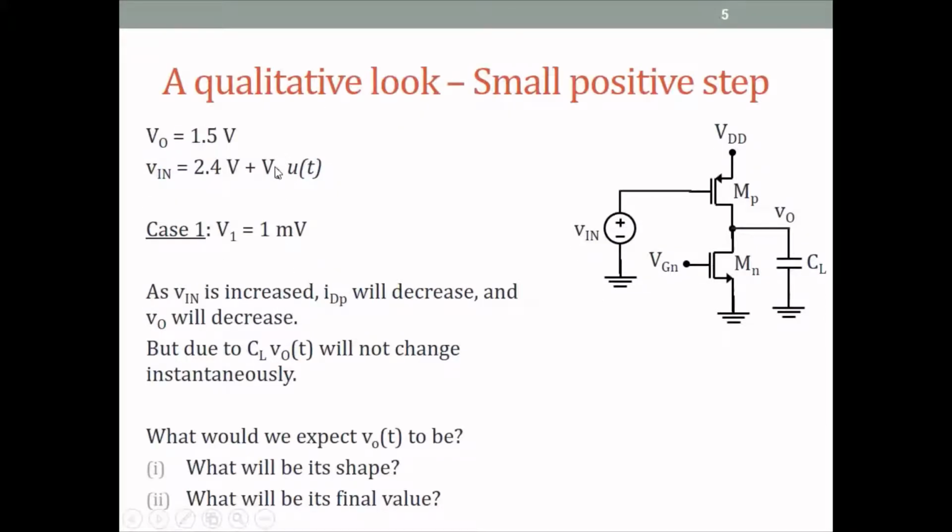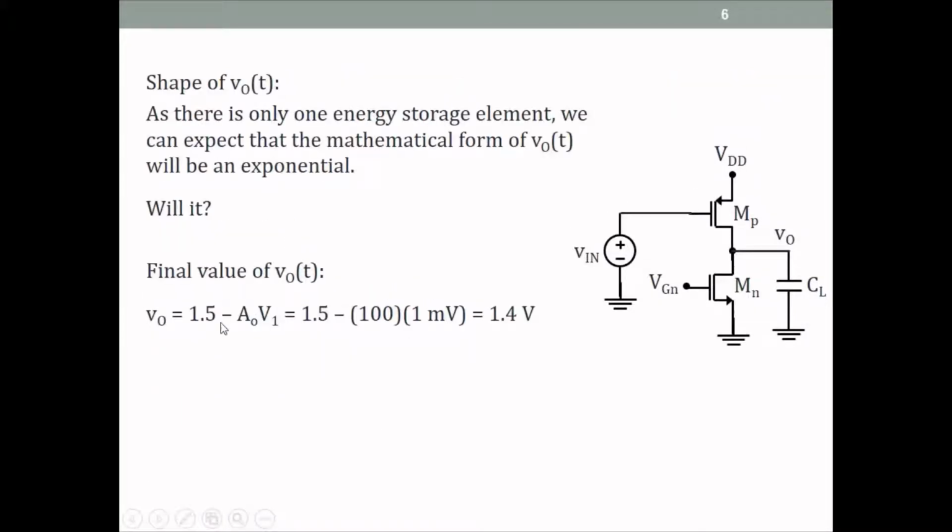So this is V1 of the input step, which we've said is 1 millivolt. For a 1 millivolt change in the input voltage, the output would change by 1 millivolt times the gain, which is minus 100. So the output would be 1.5 minus A0 into V1, which is 100 into 1 millivolt, which will be 1.4 volts. So the output would go from 1.5 volts to 1.4 volts.